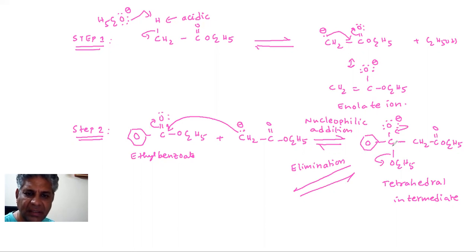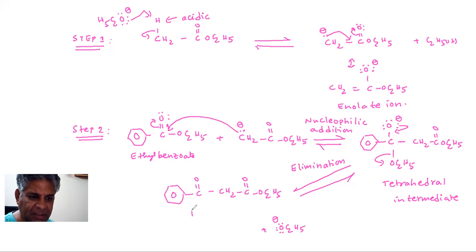This is lost. Once OC2H5 minus is lost, this carbon becomes deficient and oxygen donates electron to this deficient carbon. Over. So this is your C6H5, C double bond O, and then you have CH2, C double bond O, C2H5, plus you have OC2H5 minus. So this is a beta keto ester. And as I already told you, this is formed in a very low yield.